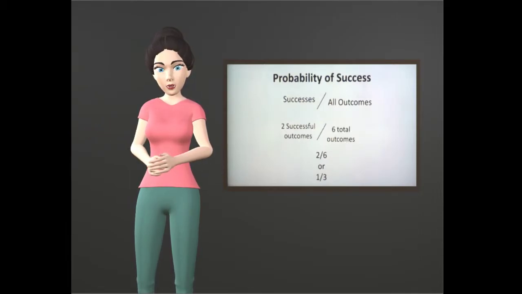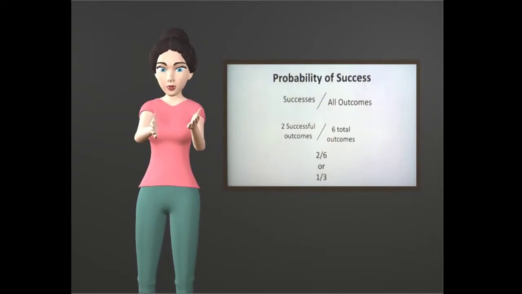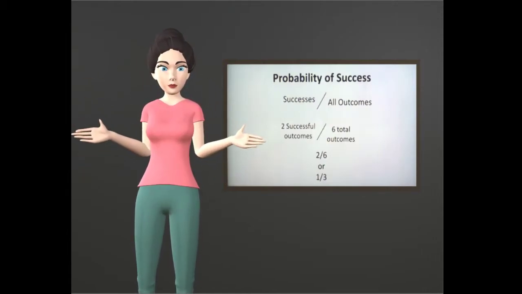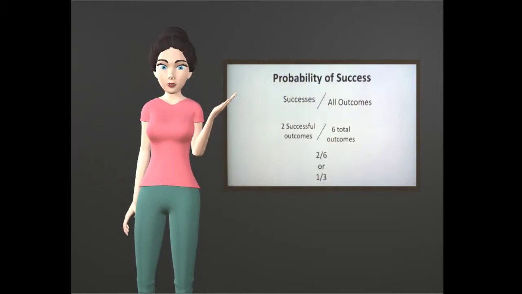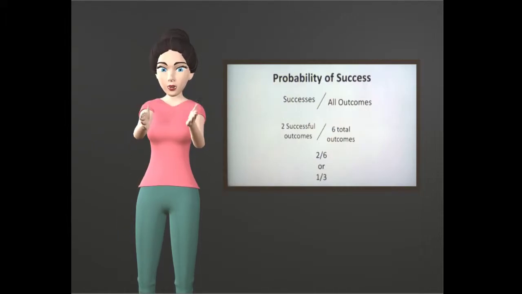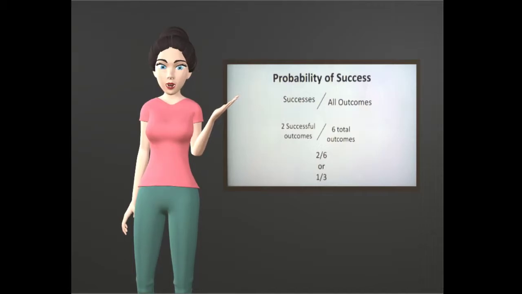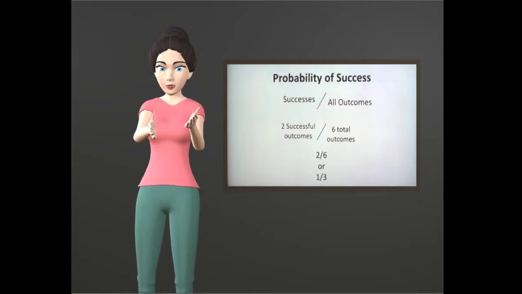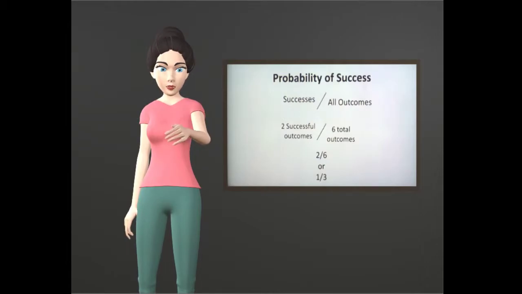Next, we should figure out the probability of success. The probability of success is the number of success outcomes divided by the total number of outcomes, including the success outcomes, if all the outcomes have an equal chance. In this case, there are 6 equally likely outcomes, and 2 of them are successes. So, the probability of success is 2 out of 6, or 1/3. We can expect a 5 or 6 to come up about 1/3 of the times the die is rolled. The probability of success can be symbolized by the letter P.